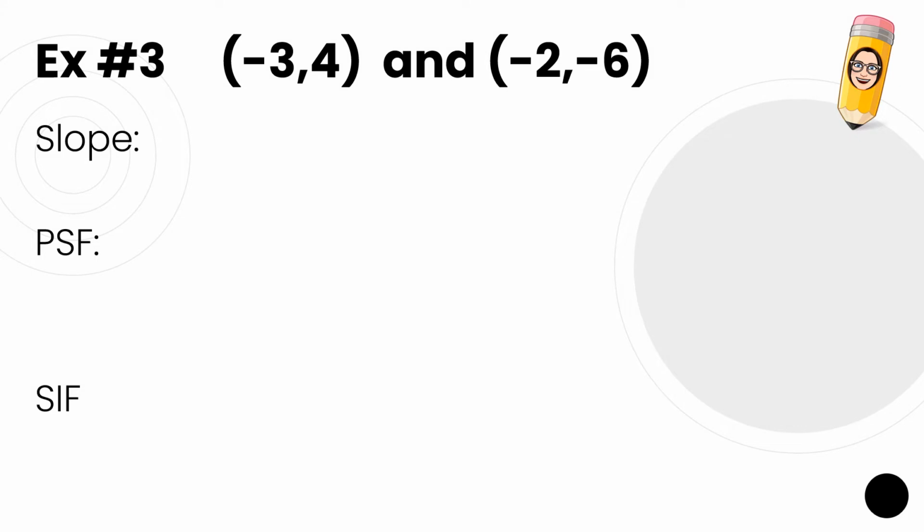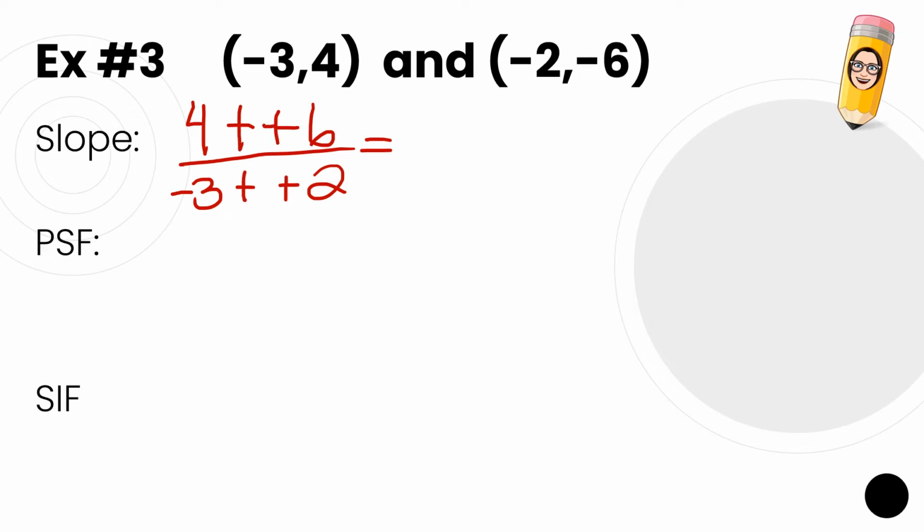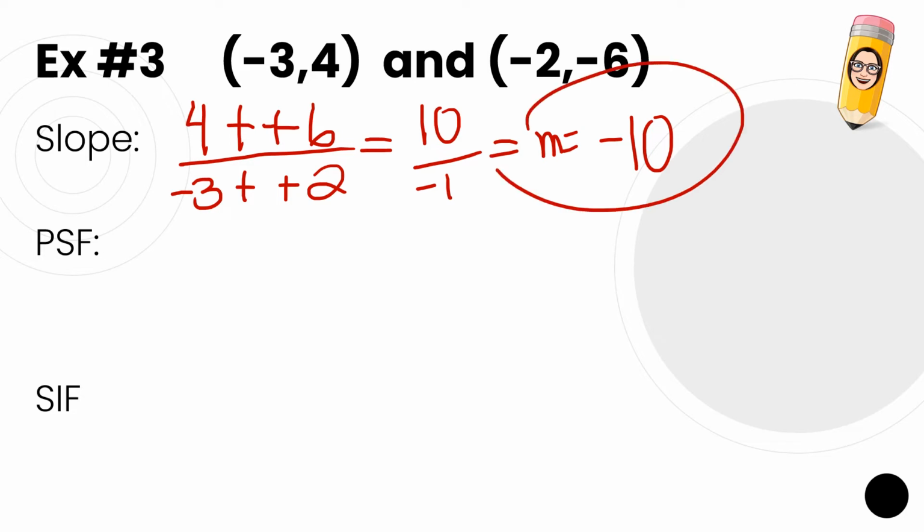All right, example 3. First thing we want to do is find the slope. 4 subtract a -6, double negative. -3 subtract a -2, double negative. Double negatives become addition. 4 plus 6 is 10. -3 plus 2 is -1. That simplifies down to an m value of -10.